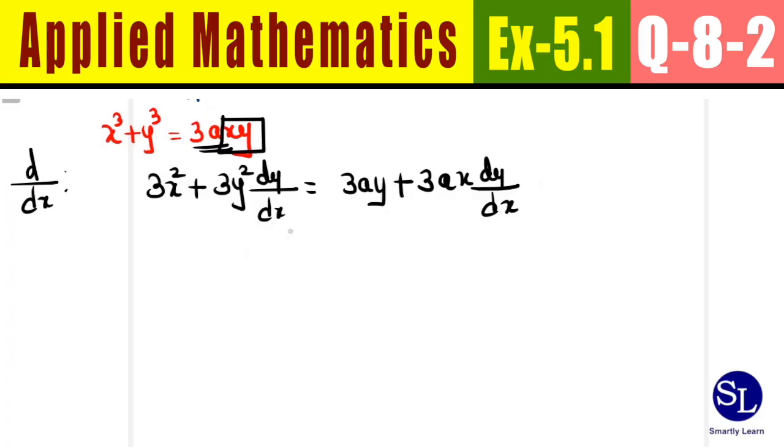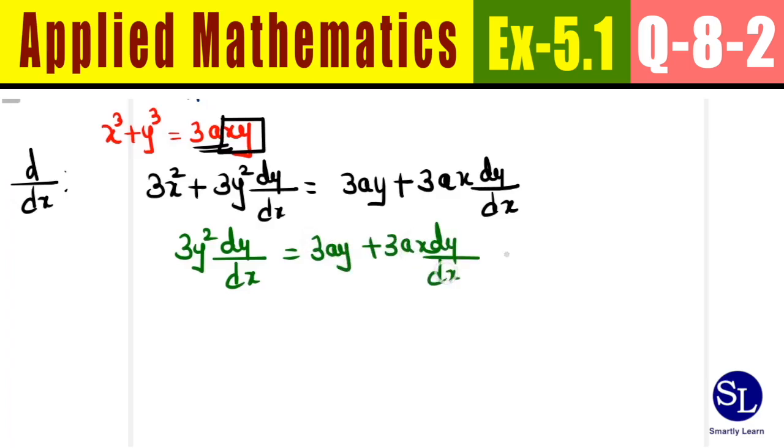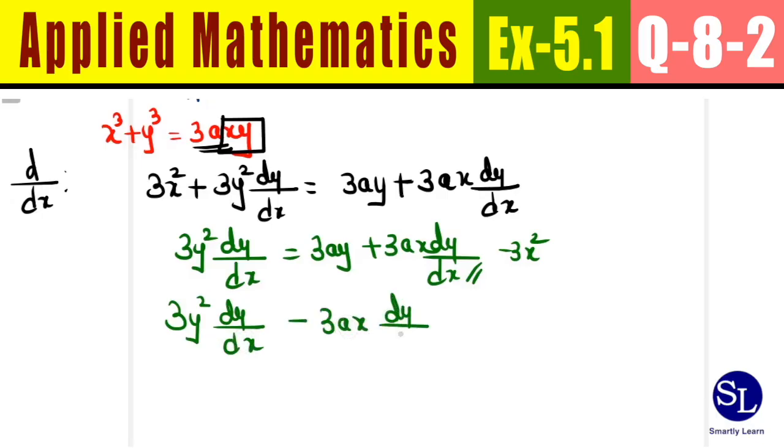Now let's rearrange all the expressions so that the dy by dx is on the left side. So this is going to be 3y squared dy by dx is equal to 3ay plus 3ax dy by dx minus 3x squared. Next term, I'm going to bring this to the other side. So 3y squared dy by dx minus 3ax dy by dx is equal to 3ay minus 3x squared.